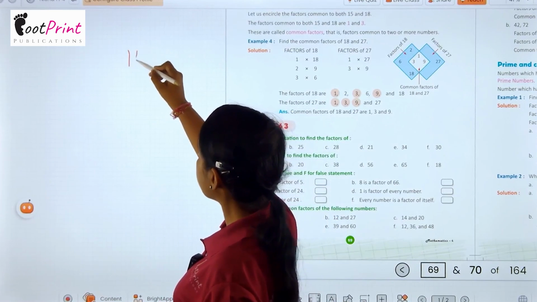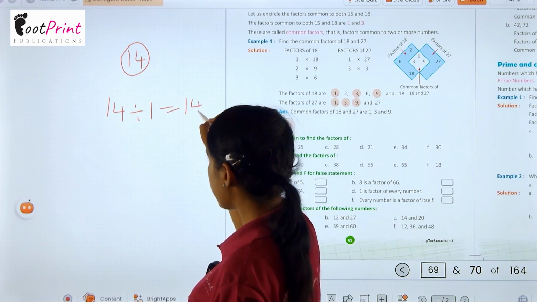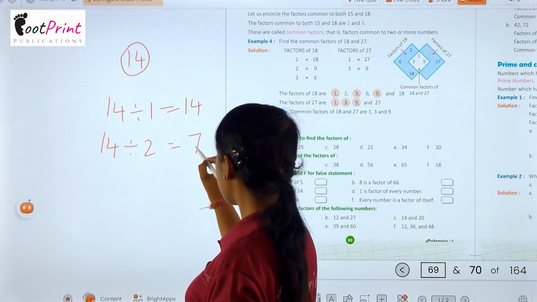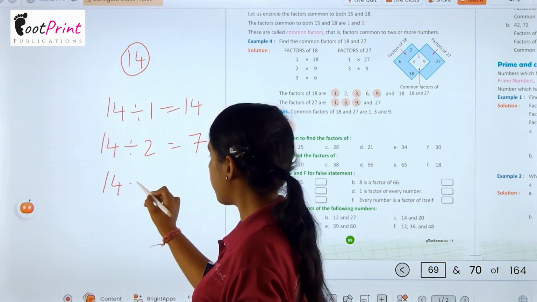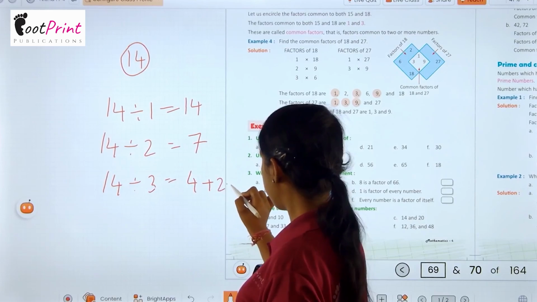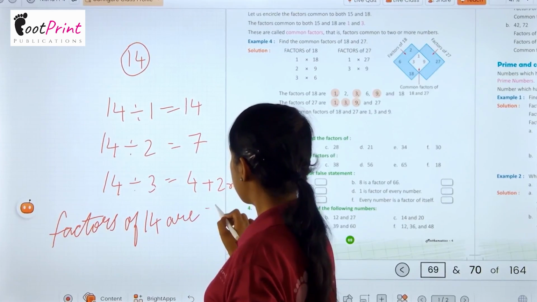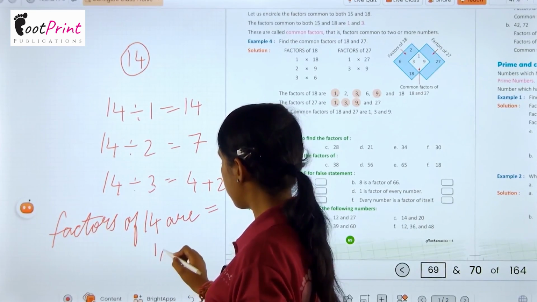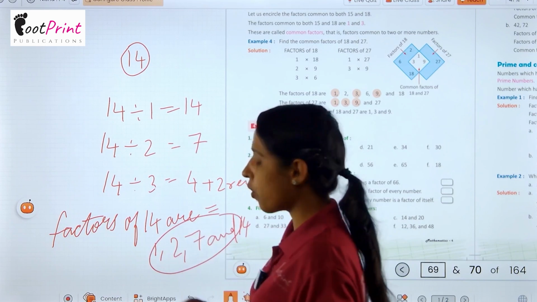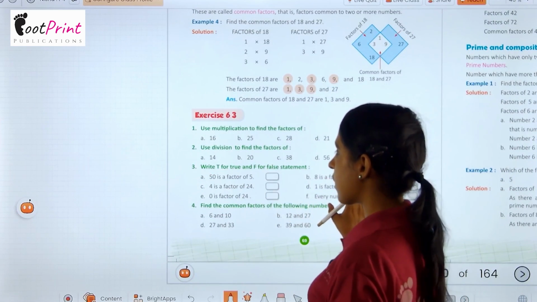So we have to find out the factors of 14. First we divide 14 by 1, that is 14, leaving no remainder. 14 by 2, 2 7s are 14. Then 14 divided by 3, so 3 4s are 12 and 2 will be the remainder. It means we can see that the factors of 14 are 1, 2, 7 and 14. So these are the factors of 14. Okay, for the rest of the numbers you have to find all the factors of the given number.